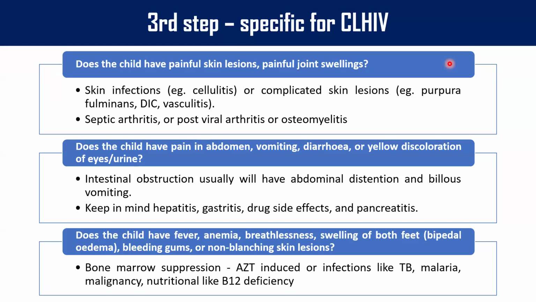So fever, anemia, breathlessness, swelling of both feet, which can be due to anemia, can be due to cardiac failure due to myocarditis, or it can be due to kwashiorkor. So all these things you need to consider. AZT-induced anemia, infections, sometimes nutritional anemia like B12 deficiency, iron deficiency can also produce these types of situations.